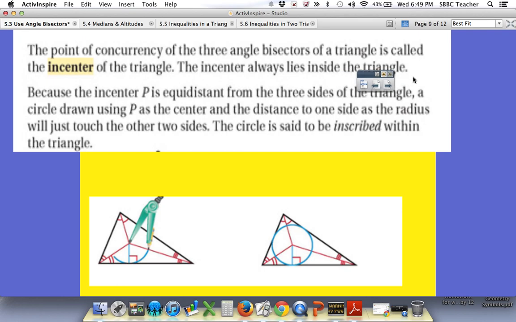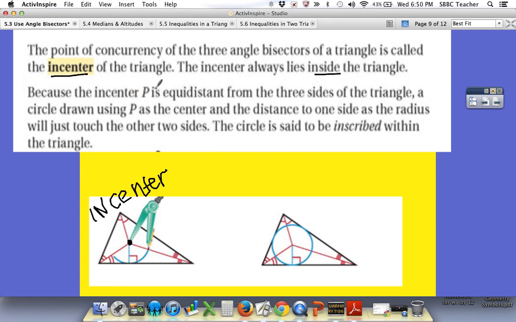Okay. The point of concurrency of the 3 angle bisectors of a triangle is called the incenter. So where all the angle bisectors meet, right here, is called the incenter. The incenter always lies inside the triangle.